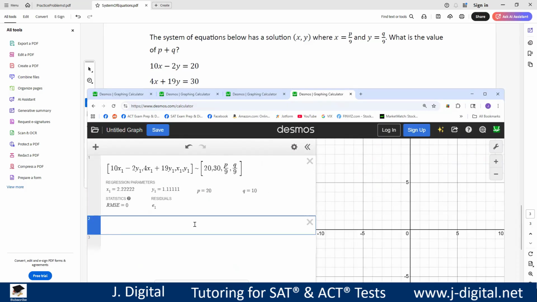Okay, it solves for p and q, 20 and 10. And p plus q gives us 30. So again, we use all those equations, the 10x minus 2y equal 20, the 4x plus 19y equal 30, the x equal p over 9, the y equal q over 9, put it all in one regression. Now solve for p and q.